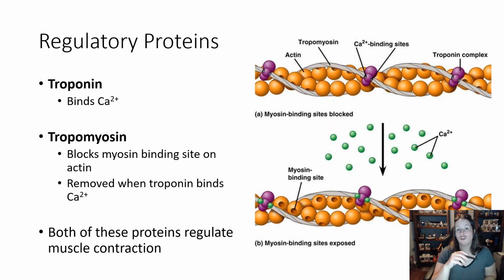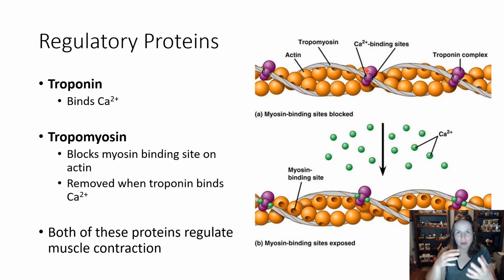Now, how do we make sure we contract when we want to and we don't contract when we don't want to? What you're looking at here, the yellow dots, these are the proteins of actin. And you'll notice running along them, covering the binding sites for myosin, is this little white strand. And on the white strand, we have a little complex of purple proteins. So the white strand that you see, this is called tropomyosin. Tropomyosin is going to block the binding sites for myosin.